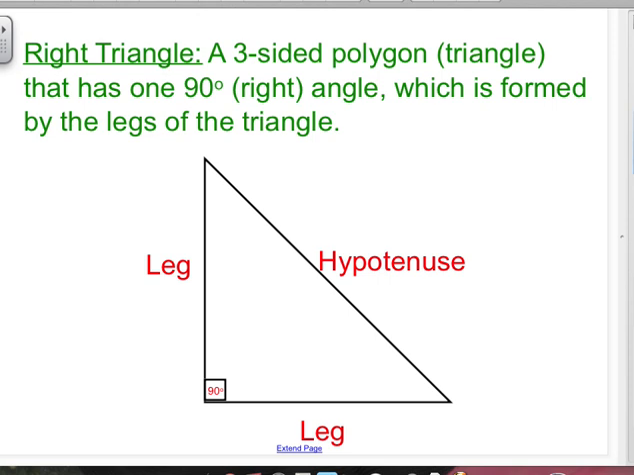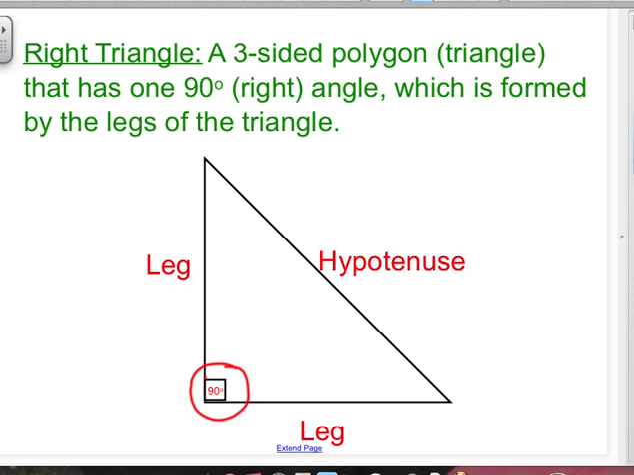So just for the sake of review, a right triangle is a three-sided polygon. Yes, that makes it a triangle. That has one 90-degree right angle, which is formed by the legs of the triangle. So then you can see in this little diagram here, I've got this nice little right triangle. And down here in the corner of this triangle, you see this little notation of the little square, and inside that square I put 90 degrees. That's just for review, right?